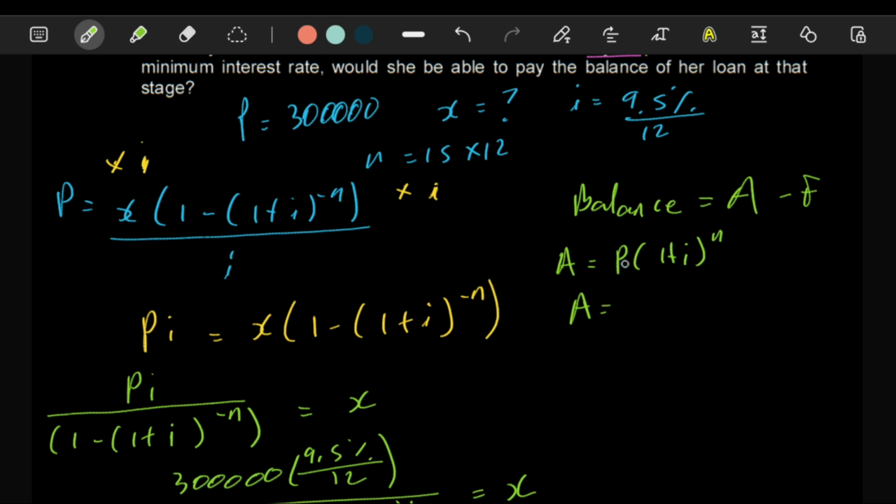What is P? 300,000. Interest is 9.5% over 12. Over how many years? 15 times 12. No, balance on the loan after 5 years, so it's 5 times 12, which is 60.